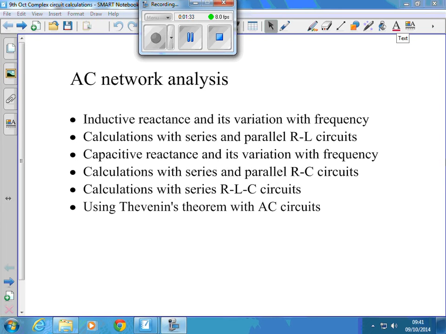And then finishing up, and hopefully we'll get all this done this week, if not we'll finish up next week before we move on, we'll have a look at how we can use Thevenin's theorem that we've been learning with DC circuits, to see if we can apply that to an AC circuit. Okay, so that's the plan anyway.